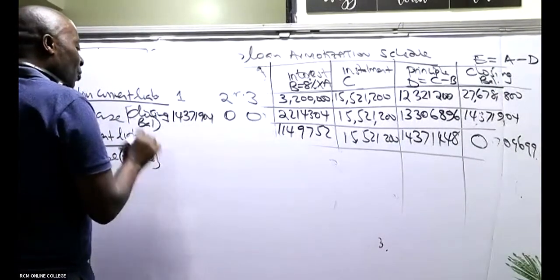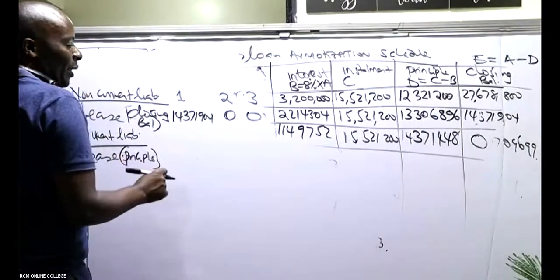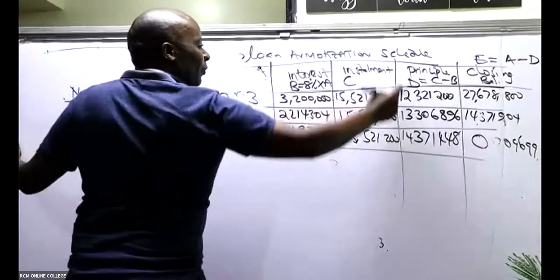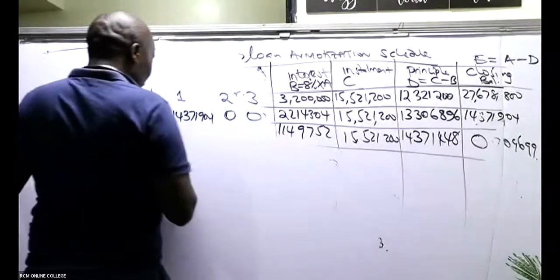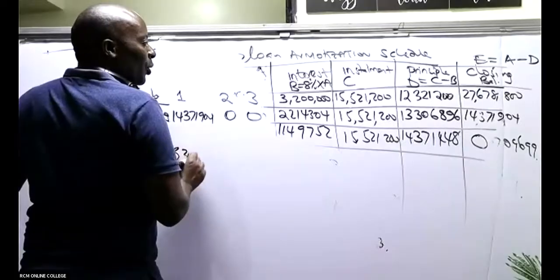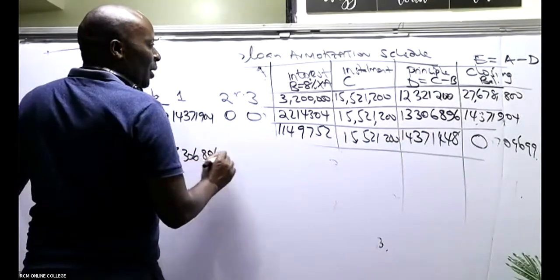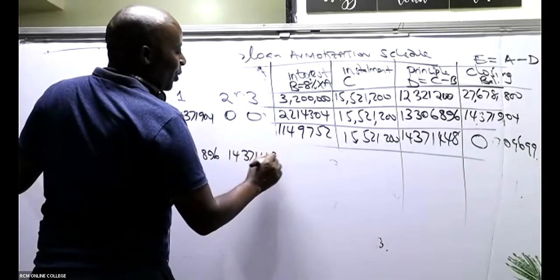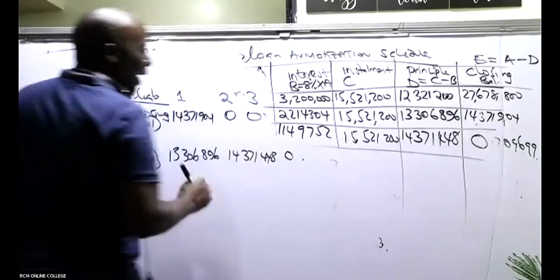For lease current liability, pick in this case here the principal. Again, from where? From year 2 onwards. Pick without even reasoning, you go and pick the principal, but from year 2 onwards. So we have here 13,306,896. This will be 14,371,448, whatever. And then, of course, there will be a 0 there.